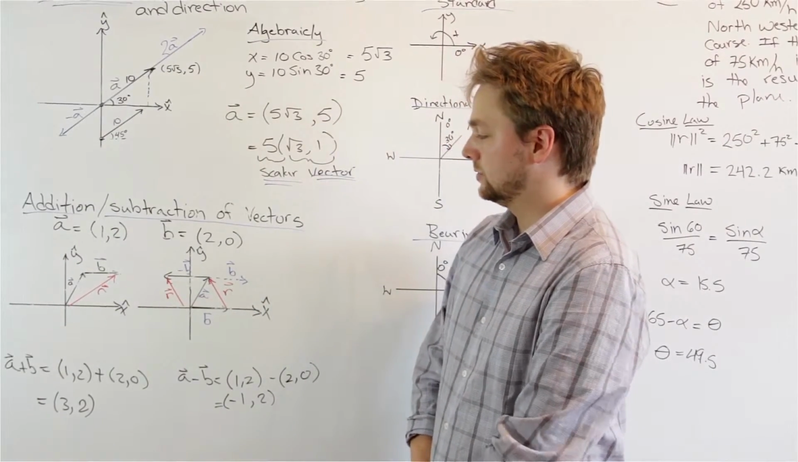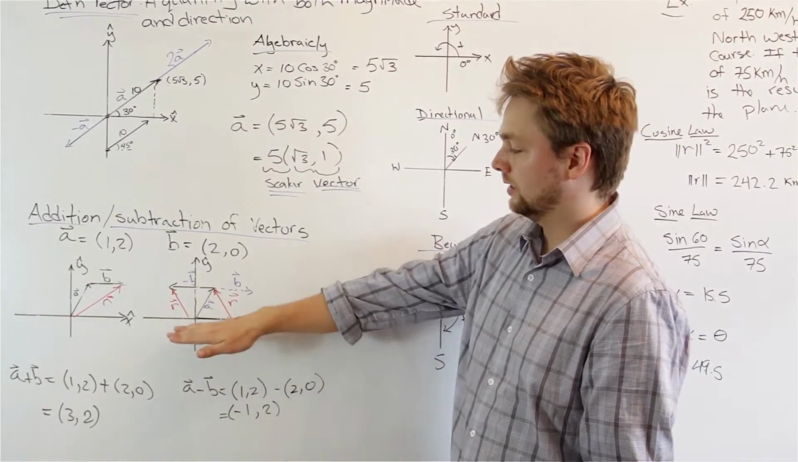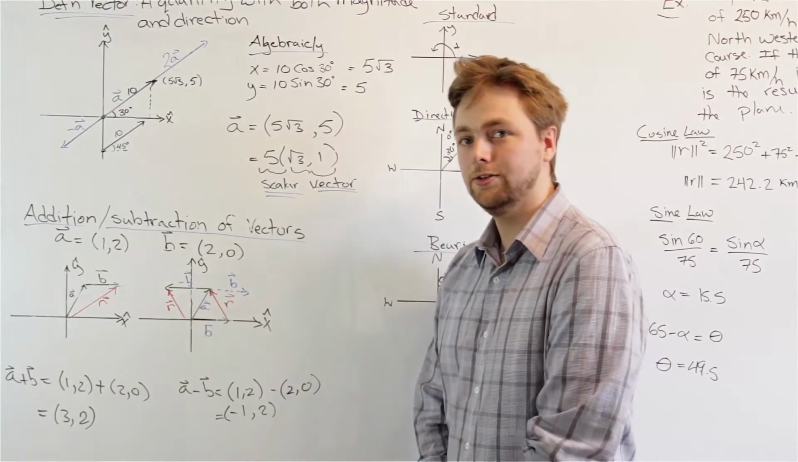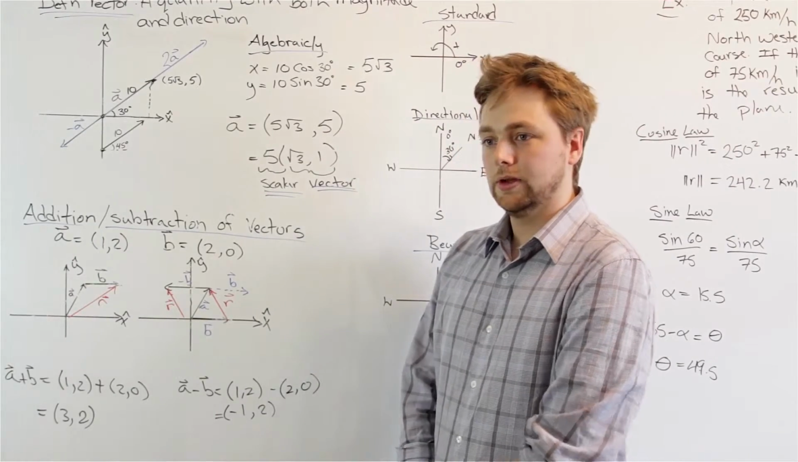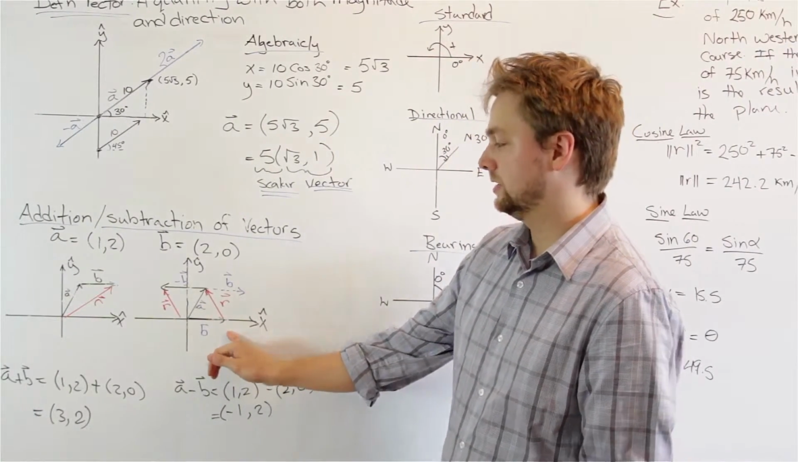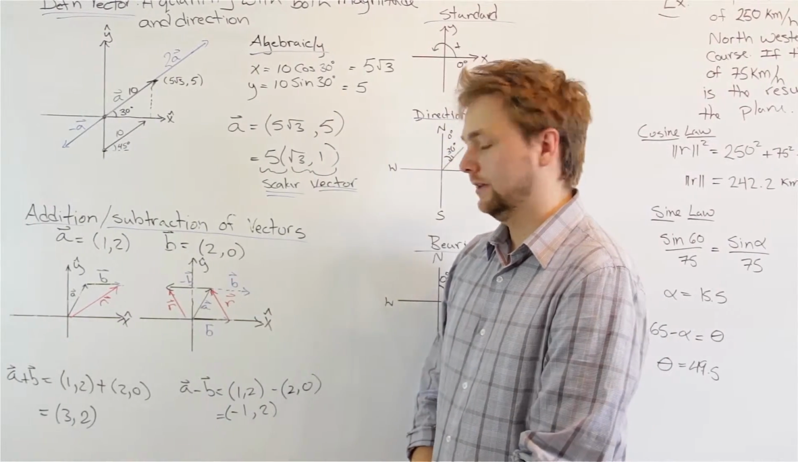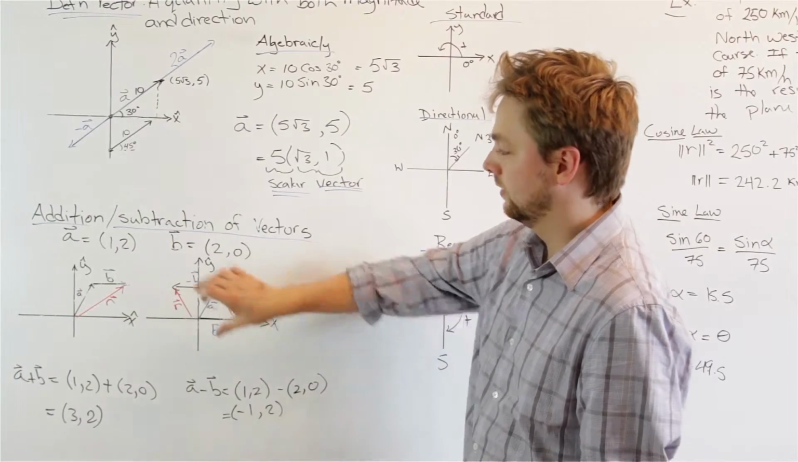Alternatively, we can treat this slightly differently. If I draw vector a and draw vector b such that they're tail to tail, the resultant would be drawn from the end of b, the vector being subtracted, to the tip of vector a. You can see here graphically that both of these resultants are the same.